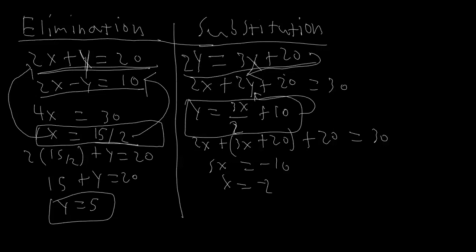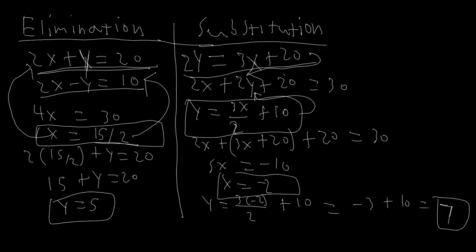So now we'll plug it back in, and we'll get y is equal to 3 times negative 2 over 2 plus 10, right? And this should just be equal to negative 3, right? The 2's cancel out, and you get negative 3 because of that negative 1 constant, plus 10 is equal to 7. So y is equal to 7, and x is equal to negative 2 are our answers.